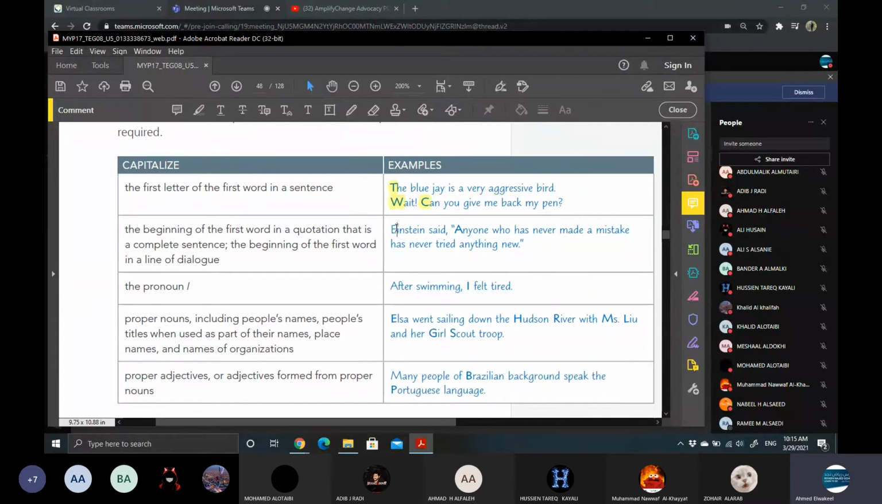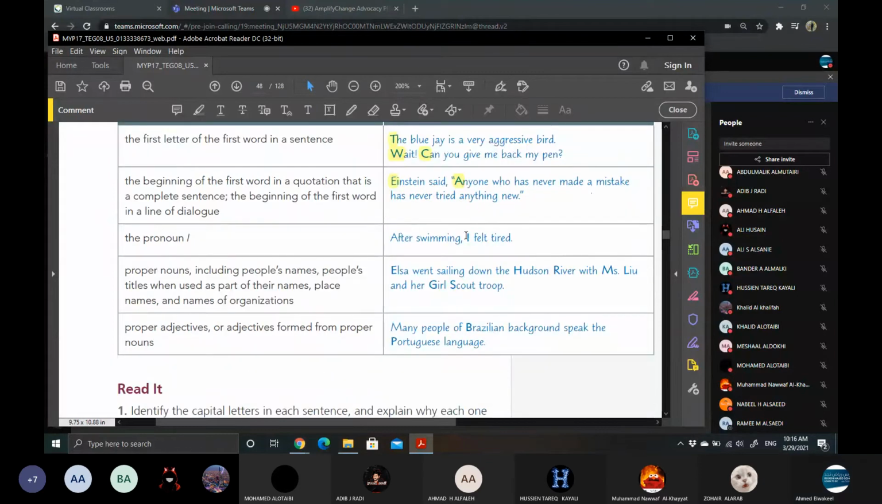Another one, when we have Einstein said, of course Albert Einstein, he is a proper noun, so he must be capitalized. Einstein said, that's a quotation. You have here quotation marks, this one and this one. Quotation marks tend to tell us what someone is exactly saying. Anyone who has never made a mistake has never tried anything new. So at the beginning of each quotation, we must capitalize our letter.